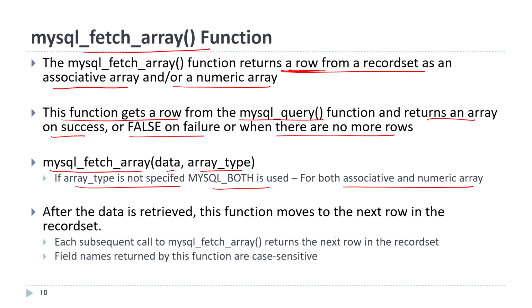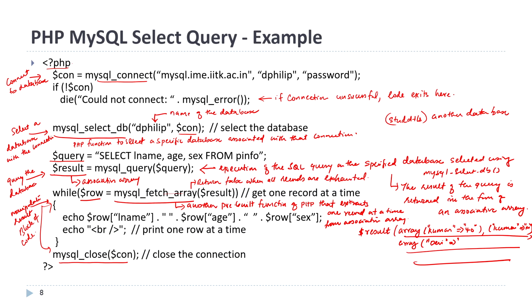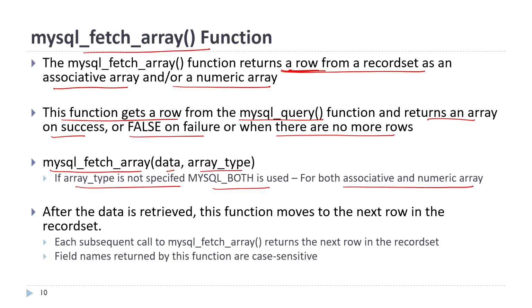If array type is not specified, MySQL both is used, both associative and numeric array. In this code we have just MySQL fetch array result, so we leave it to PHP to decide whether to use a numeric or an associative array. Most of the time it goes into associative array. After the data is retrieved, the function moves to the next row in the record set. You do not have to worry about incrementing; this is all built in, tested, tried, you can just use it.